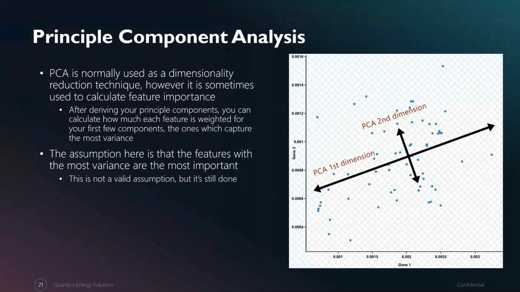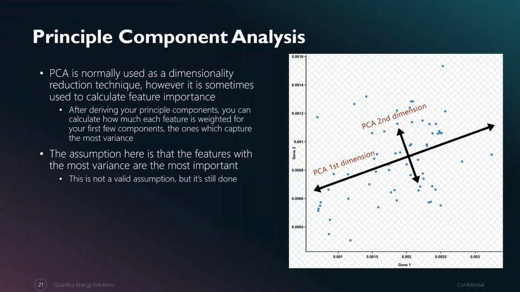And when it does this calculation, it's trying to maximize or preserve as much variance in the data set as possible. And so your first component will capture the dimension that still has the most variance. Then the second component will capture the second best representation of variance. And all of these components will not have any correlation to each other. So some people have used this as a way to look at feature selection.